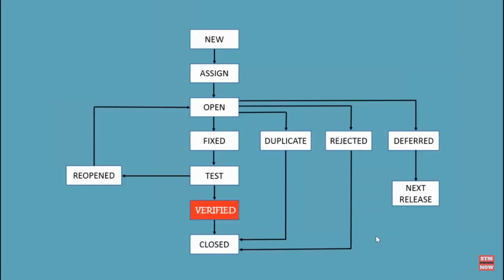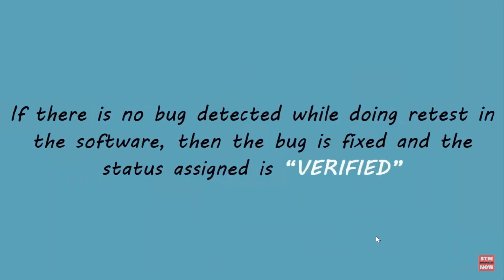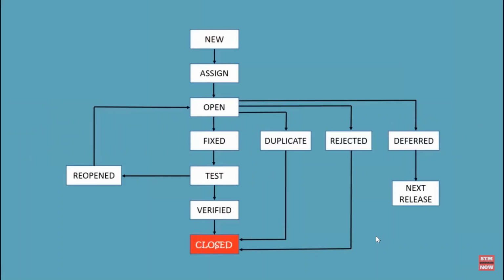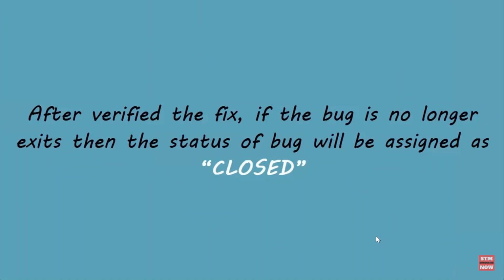Verified. The tester retests the bug after it has been fixed by the developer. If there is no bug detected in the software, then the bug is fixed and the status assigned is verified. Closed. After verifying the fix, if the bug no longer exists, then the status of the bug will be assigned as closed.